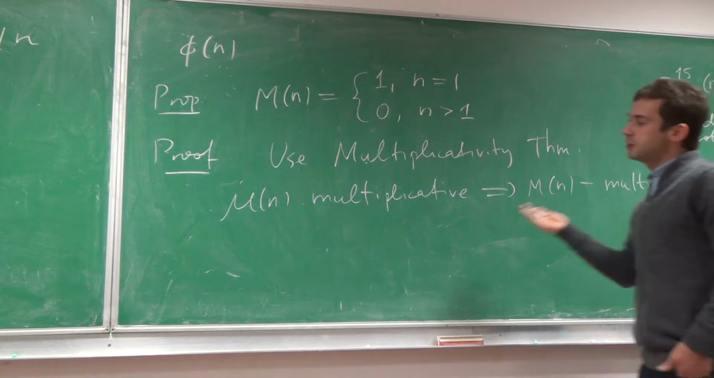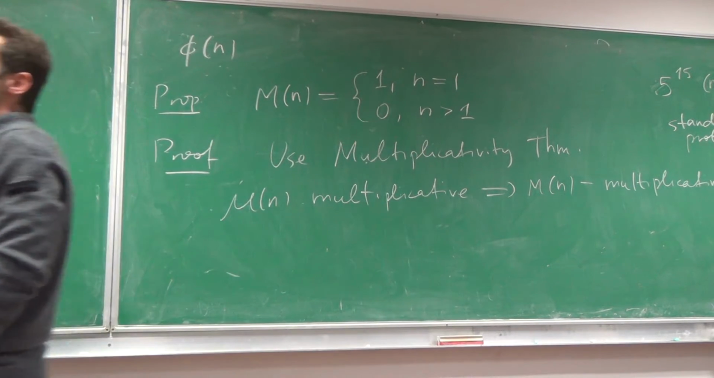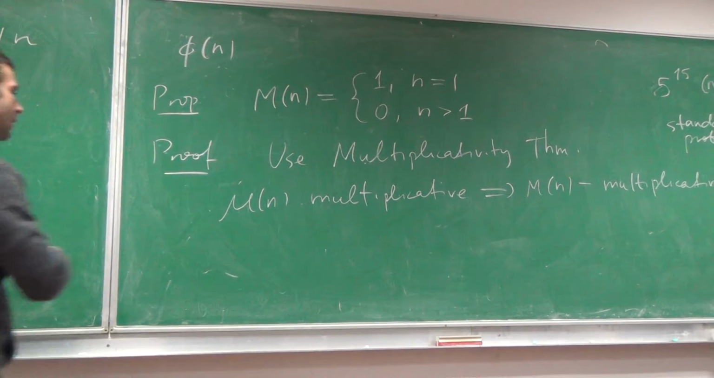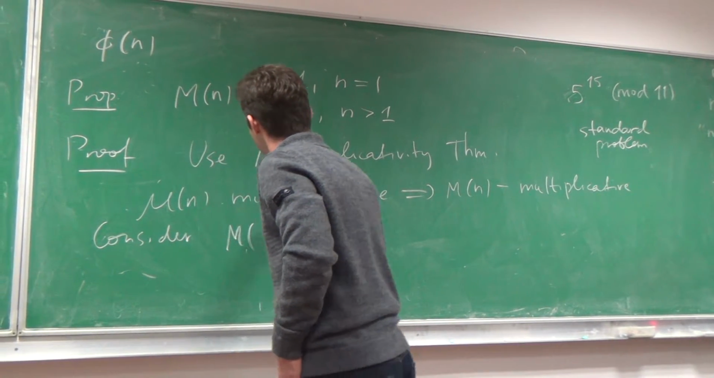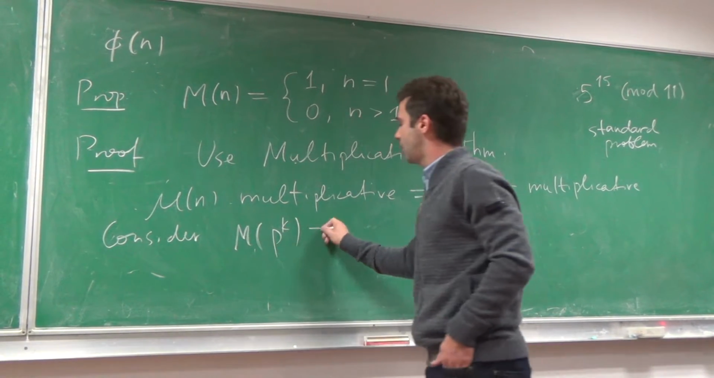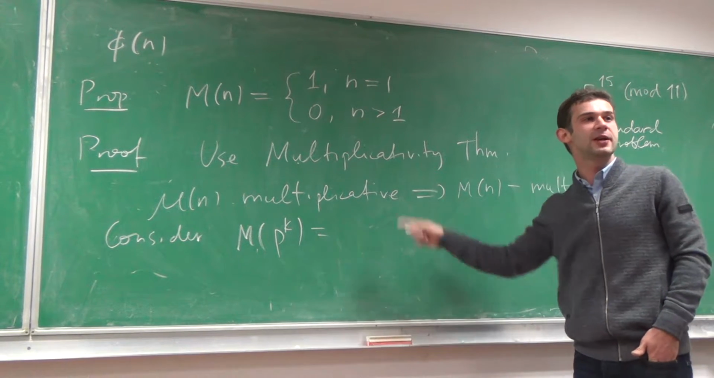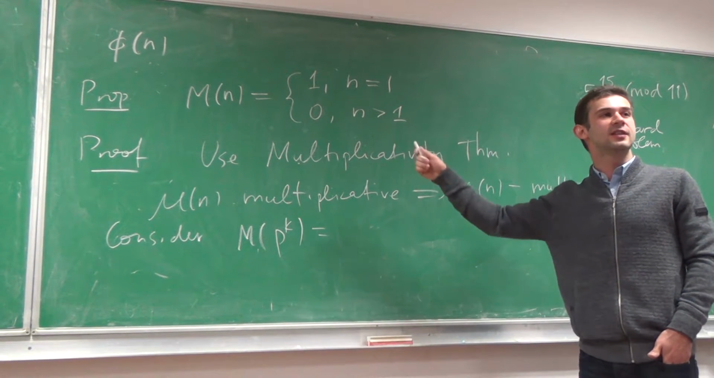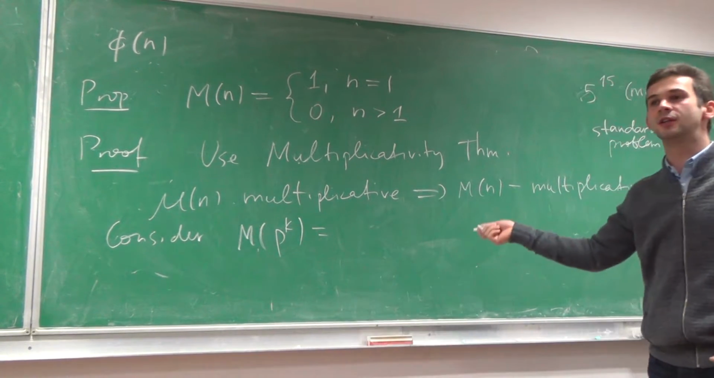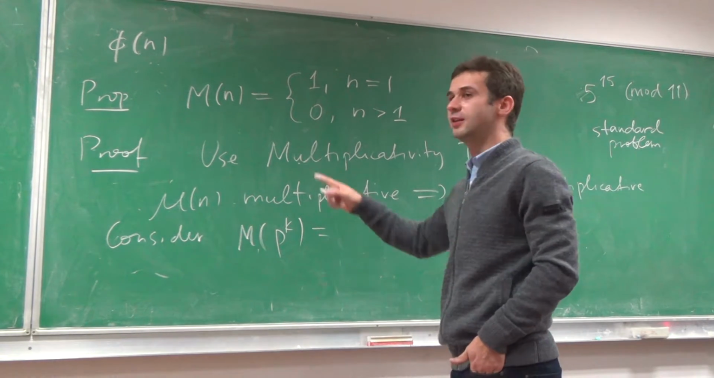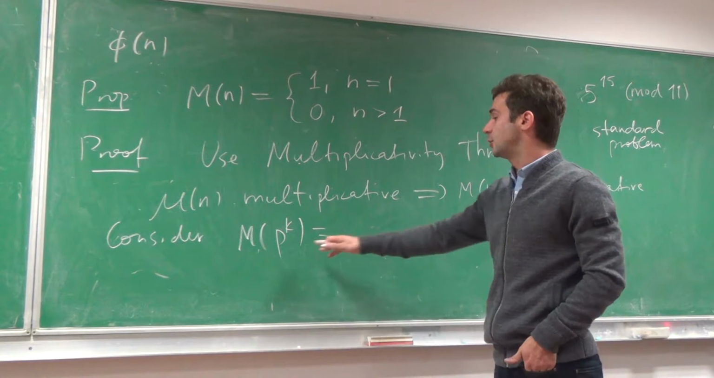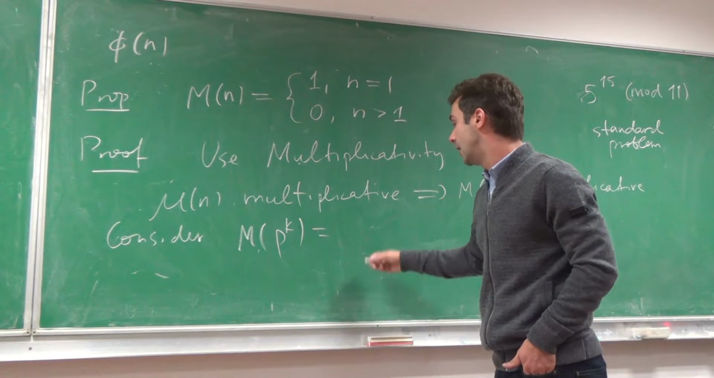The advantage of being multiplicative means that we only have to concentrate on prime powers. So we consider m at p to the power k. Please pay attention to this proof, because that's the standard technique and we'll use it later today, and maybe I will ask you what we should do in similar situations. Okay, so we look at prime powers.